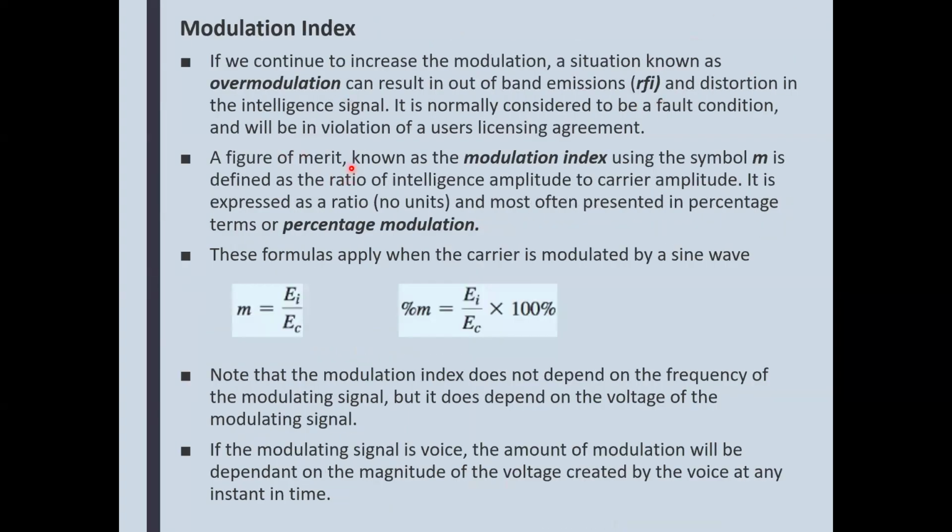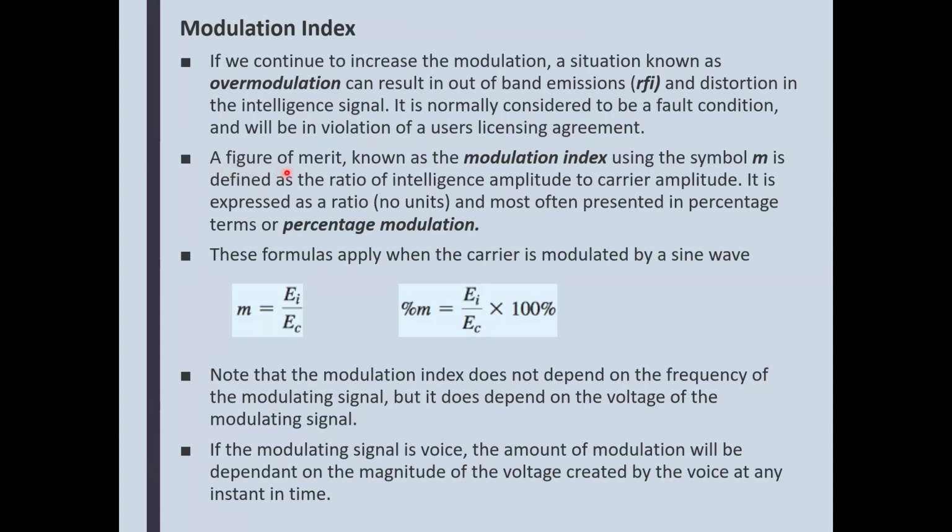And the index of modulation can help us with this. Overmodulation is normally considered a fault condition, and it will be in violation of the user's license agreement by Industry Canada, for example, in Canada. Because overmodulation can cause additional sidebands, which can interfere with other stations. So things are being controlled quite tightly here.